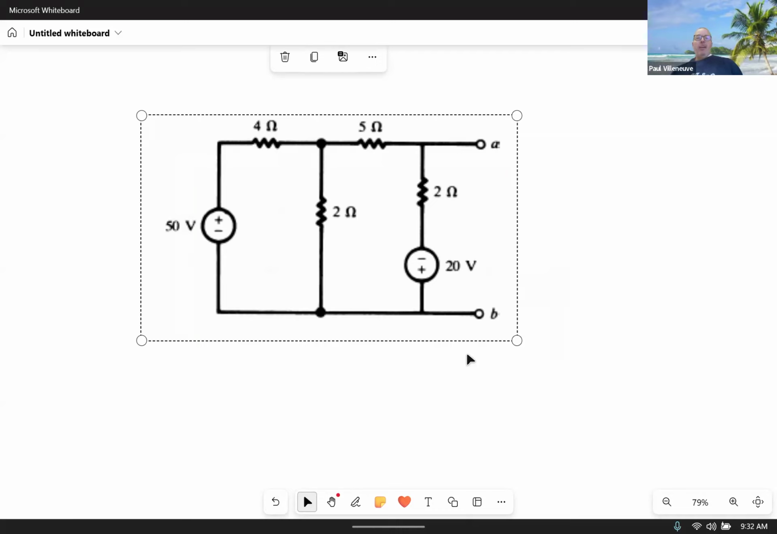And I'll let you pick which method you want to use. Do you want to use mesh? Do you want to use nodal? I don't have any preference. I'll let you pick. Mesh? Everybody want to do mesh? We can do mesh. You can do nodal analysis on this one as well, right? Because even though you have voltage sources, you don't have any voltage sources that are going to mess up your results. But we can certainly do mesh.